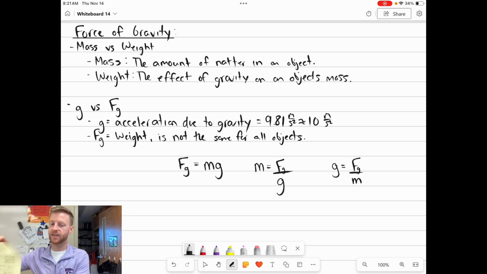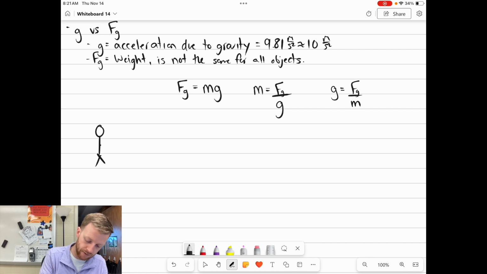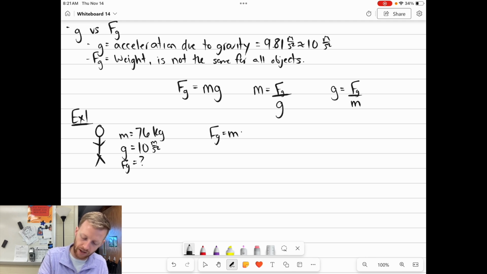Now, we're only going to do one example here because this equation is honestly extremely easy to use. Now I'm going to let you find my weight. So here is me again. I keep showing up. This is example 1. My mass is 76 kilograms. We know g on Earth is 10 meters per second squared. What is my weight? Well, I'll pull down my equation. It's equal to mg, which would be 76 times 10, which would be 760 newtons.